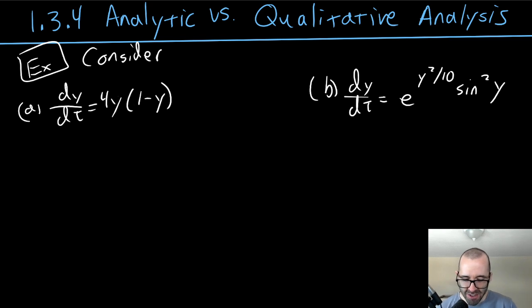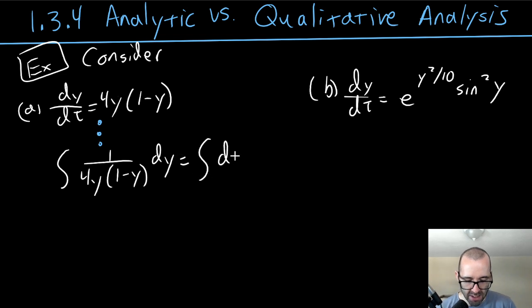But if you do try to find an analytic solution, you're going to come across something that looks like this. The integral of 1 over 4y times (1 minus y) dy equals the integral of dt, which if you remember Calc 2, you can solve. But if you remember Calc 2 well, you will remember that this is partial fraction decomposition, which may or may not be your favorite part of Calc 2. It is literally my least favorite part of Calc 2. Nobody likes partial fraction. That's probably not true. I'm sure somebody out there likes partial fraction decomposition, but it's not me. And so this is very tedious. We don't like doing this usually.